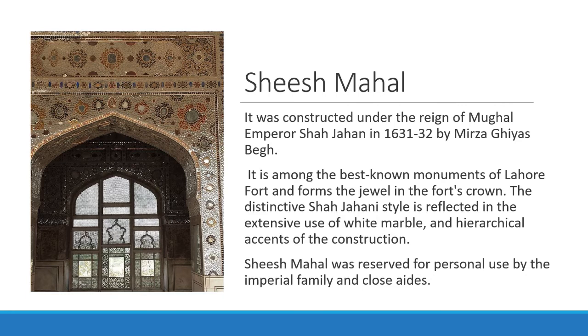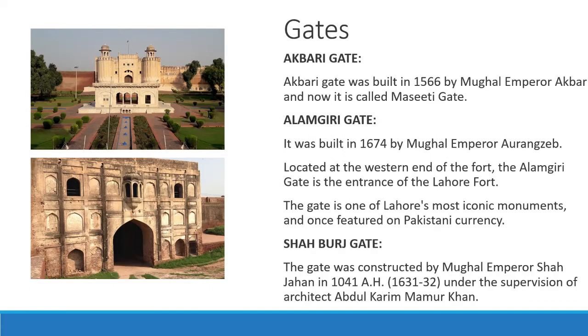Sheesh Mahal. Sheesh Mahal was constructed under the reign of Mughal Emperor Shah Jahan in 1631 to 1632 by Mirza Ghiyas Beg. Sheesh Mahal is among the best known monuments of Lahore Fort and forms the jewel in the fort's crown. The distinctive Shah Jahani style is reflected in the extensive use of white marble and hierarchical accents of the constructions. Sheesh Mahal was reserved for personal use by the imperial family and closets.